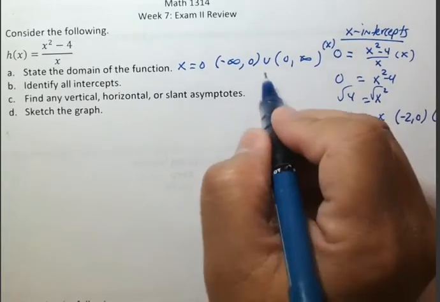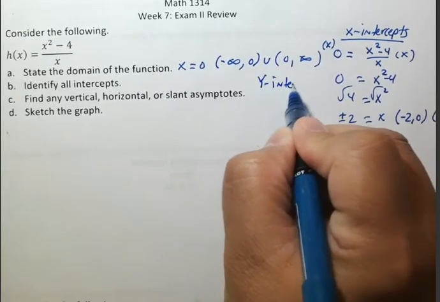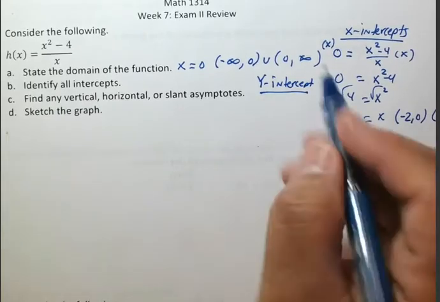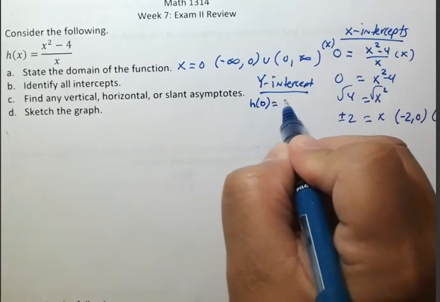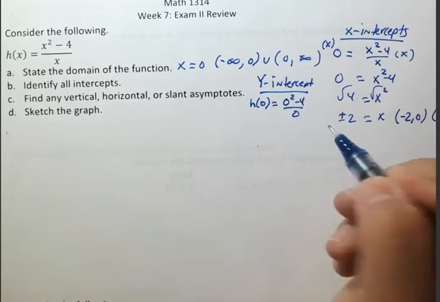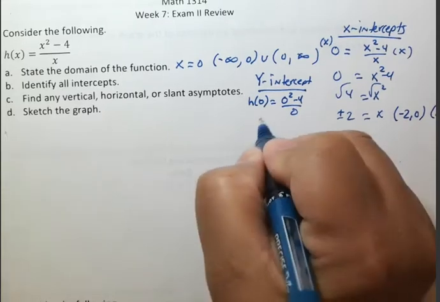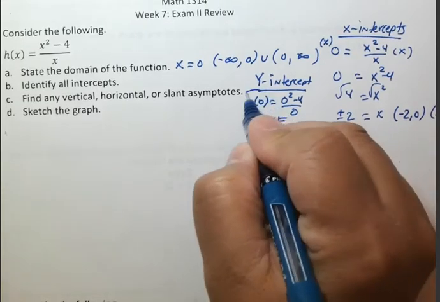For the y-intercept, you let x equal 0. So anywhere you see an x, you plug in a 0. But what happens here is we have 0 in the denominator. Can we have a 0 in the denominator? No, right? So this means that there's no y-intercept, because we can't divide by 0. I'm going to write here DNE: does not exist.